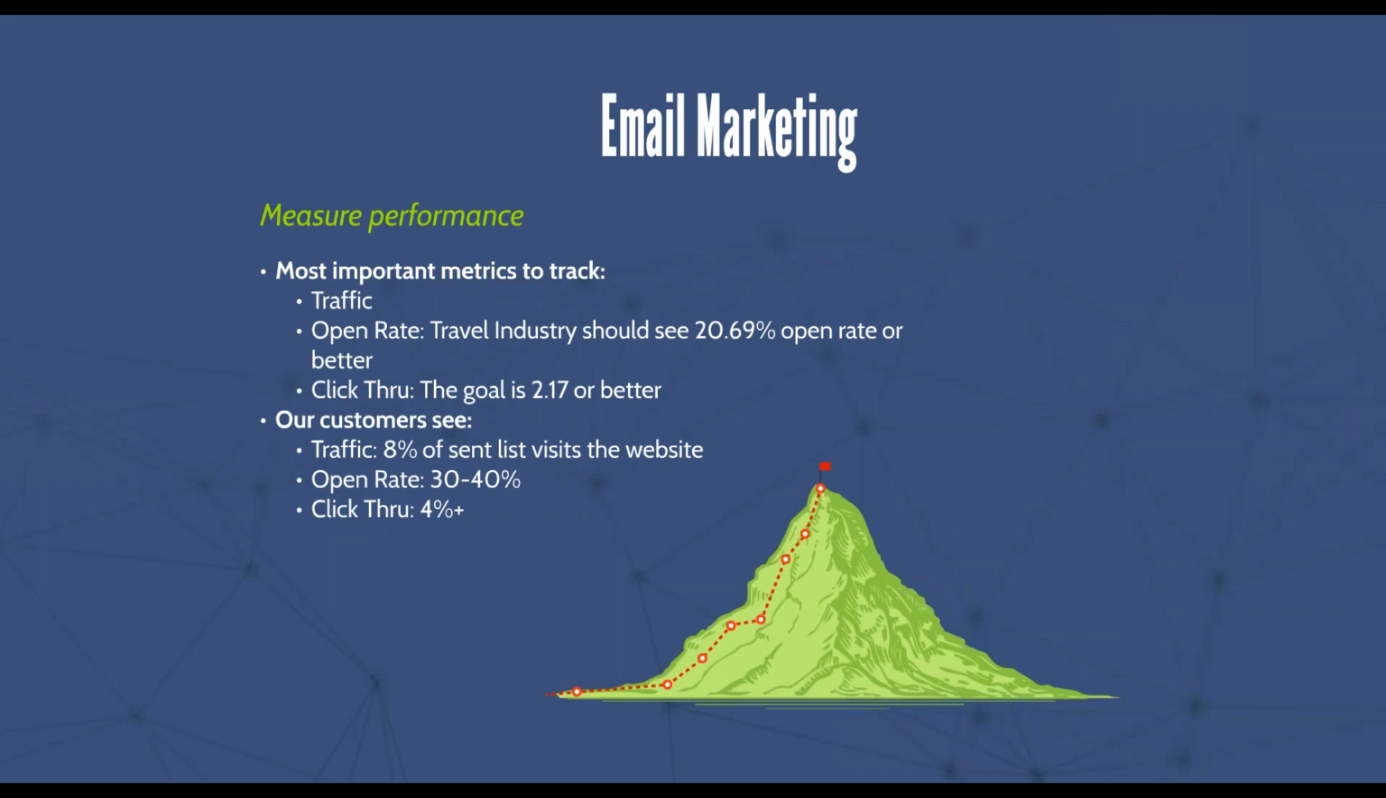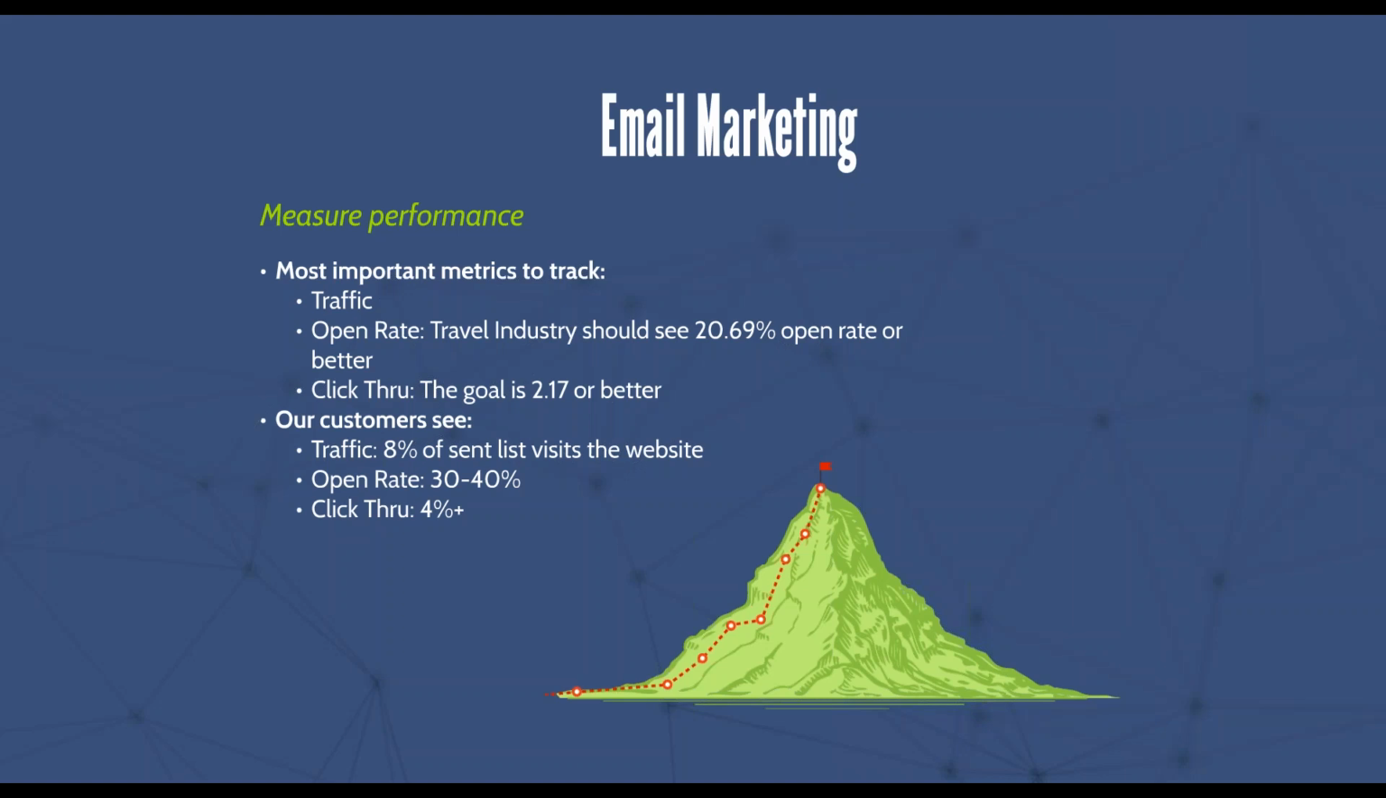So a few things to measure performance from an email marketing perspective. Traffic, obviously, is an important metric, and traffic directly correlates to revenue. Open rates. The travel industry should see a 20.69% open rate or better. From a research study MailChimp did of their users, the average MailChimp user who identified themselves as being in the travel industry saw a 20.69% open rate, and a click-through rate of 2.17 or better. So just a few benchmarks to measure by.